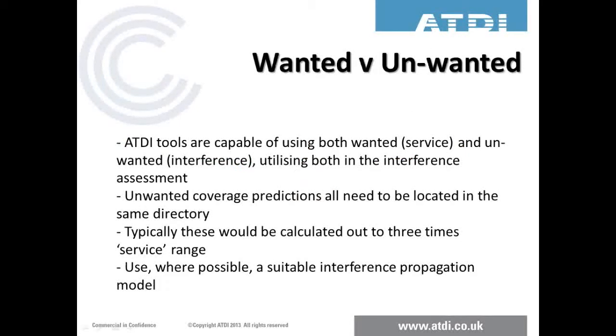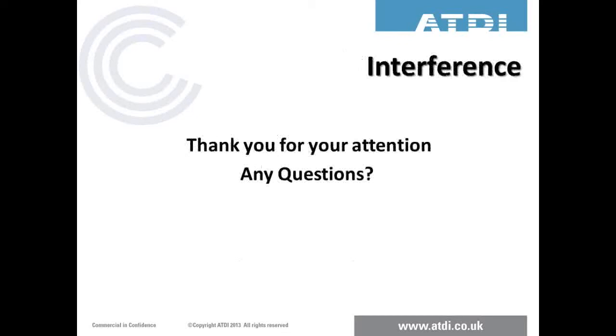So where the wanted coverage, we would typically set our service range to be whatever we expect from that piece of equipment. And for the unwanted or the interference, typically we would set the calculation distance to be 3 times the wanted service range. And of course, where possible, use a suitable interference propagation model, 1546, 370, Vienna, one of those.